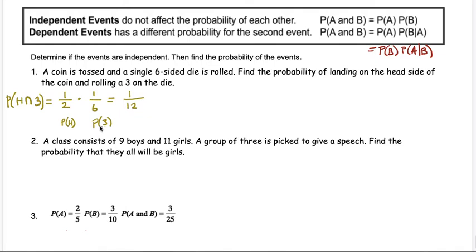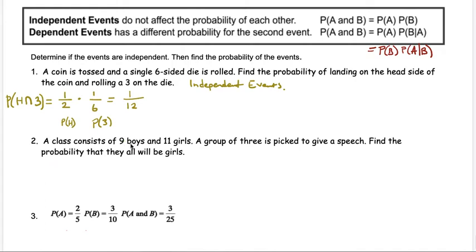What you notice here is that rolling the 3 is not dependent at all on rolling a heads, so these are independent events. And of course, you're being asked to, first of all, determine if they're independent, then find the probability of events. So we'll do that with the second one.